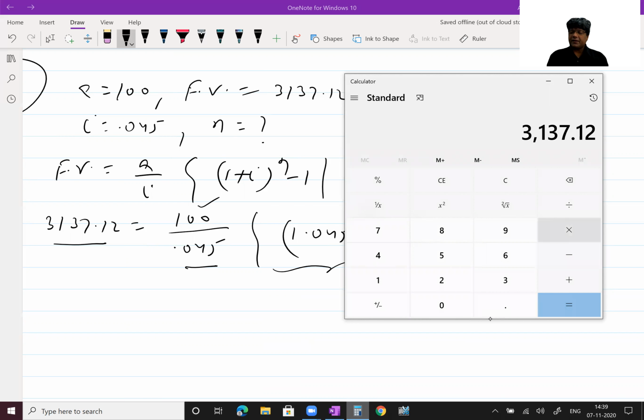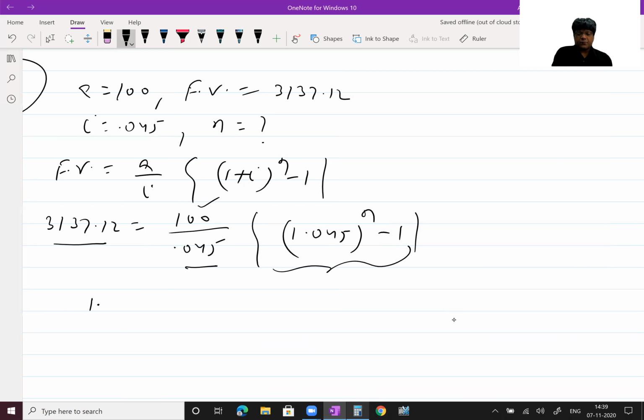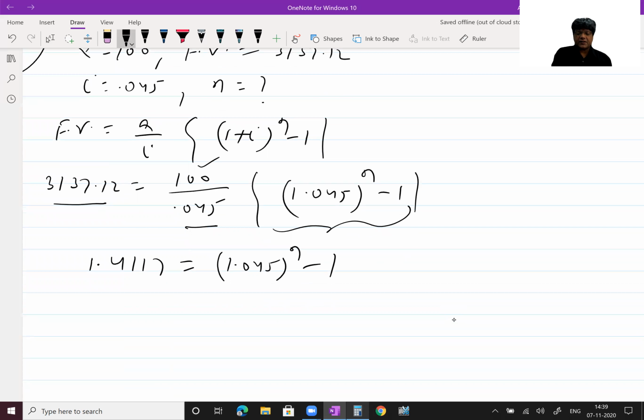3137.12 multiplied by 0.045, and then divided by 100, is equal to 1.4117. So, guys, 1.4117 is equal to 1.045 to the power n minus 1. Now 1 will be transferred to that side, so 1.045 to the power n is equal to 2.4117.